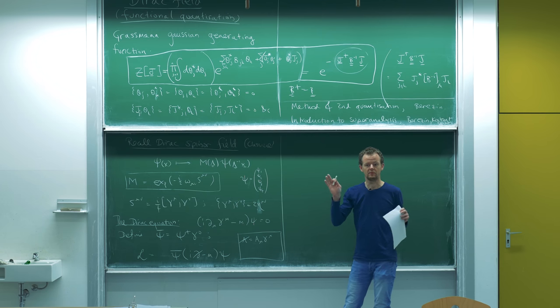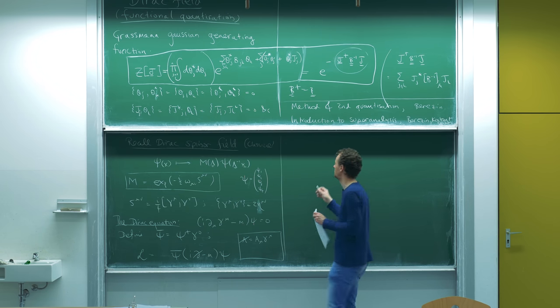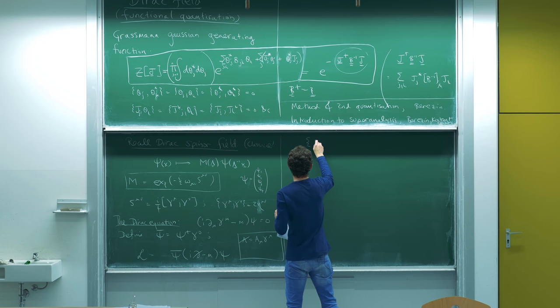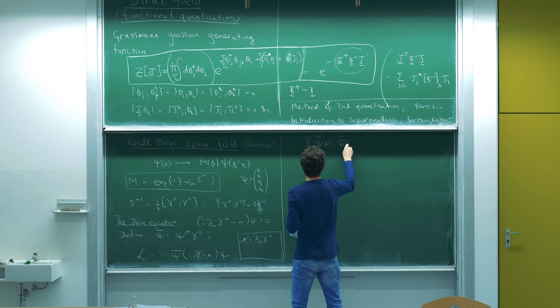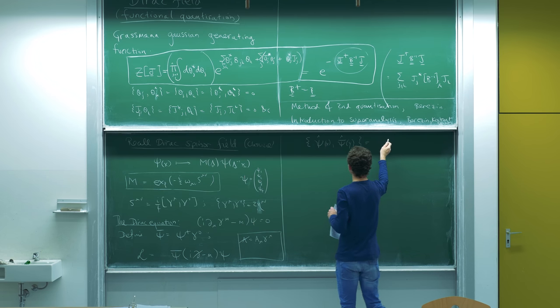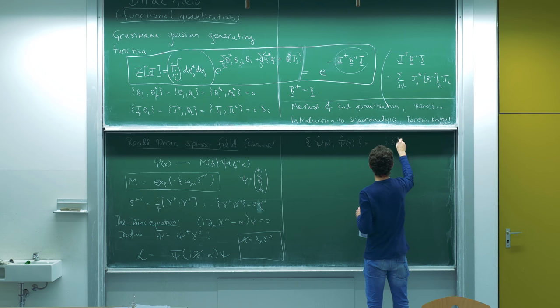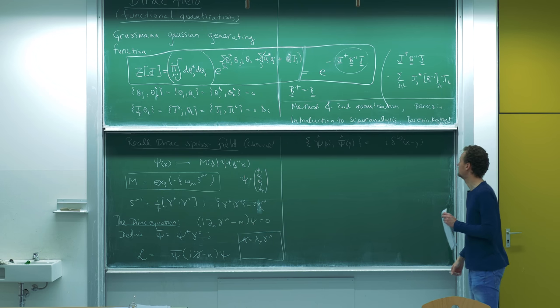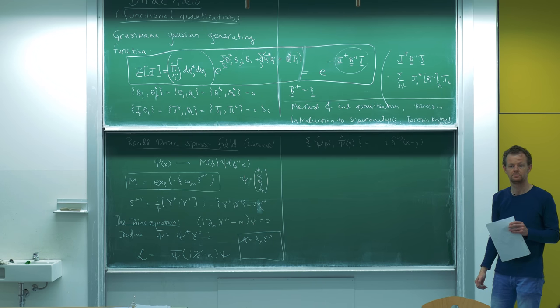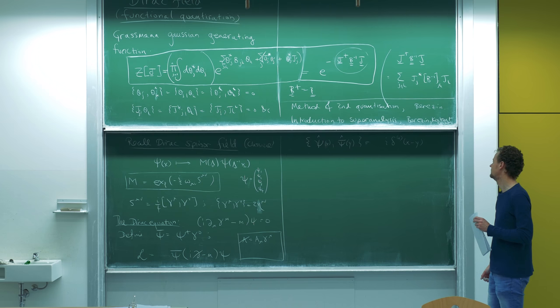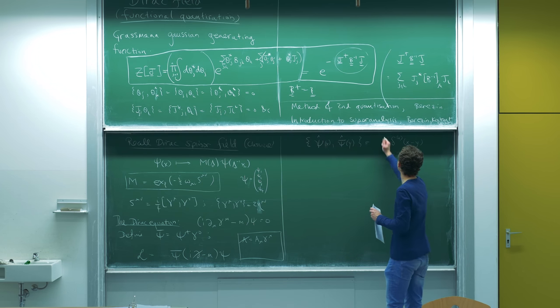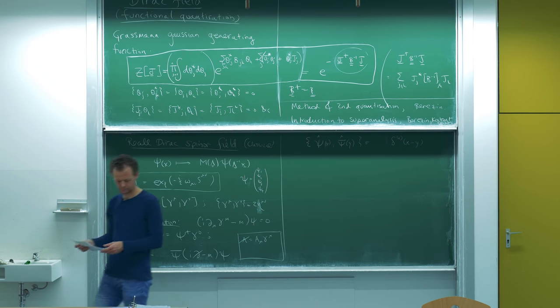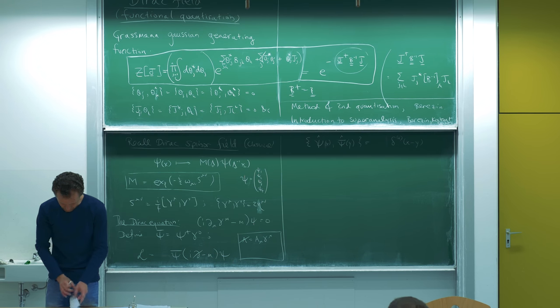To build a classical Dirac field, we should really want it to be anti-commuting, because remember when you quantize the Dirac field, you have this, you quantize the Dirac field according to the anti-commutators. There's no i there, is there? Let me check that.